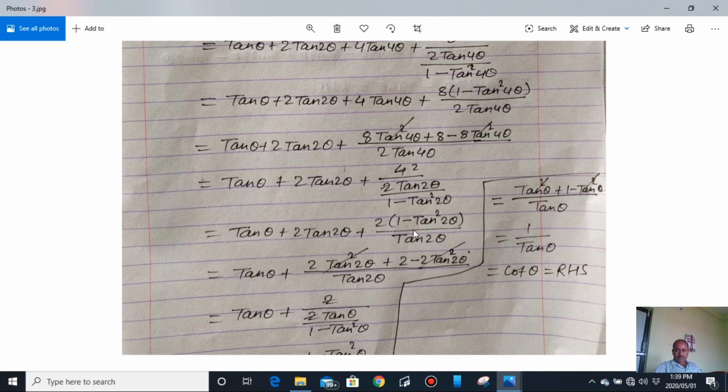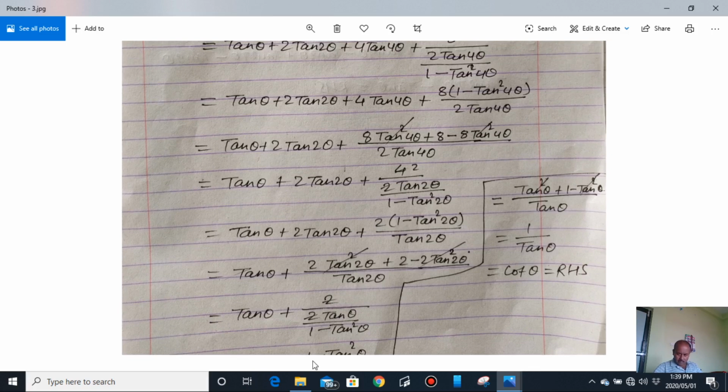Now again take LCM of this second term and third term. The technique is the same as before, only the angles are changing. Tan 2 theta is the LCM: 2 tan square theta, plus, removing the bracket, 2 minus 2 tan square theta. The 2 tan square theta cancelled, leaving 2 by tan 2 theta. So 2 by tan 2 theta, we will write as 2 tan theta by 1 minus tan square theta.